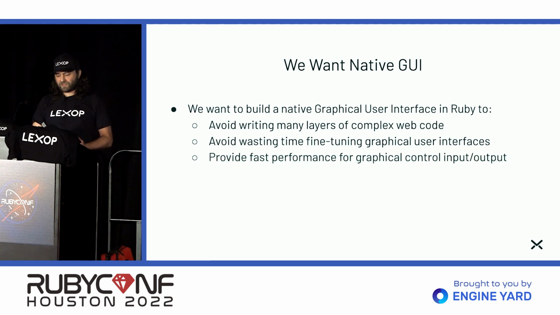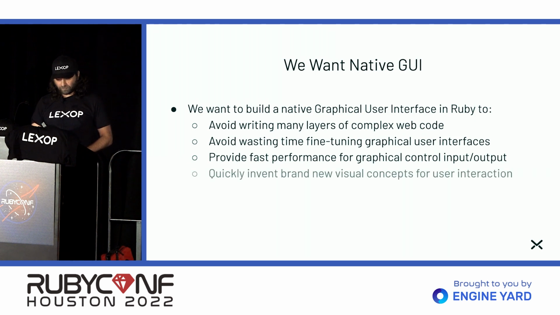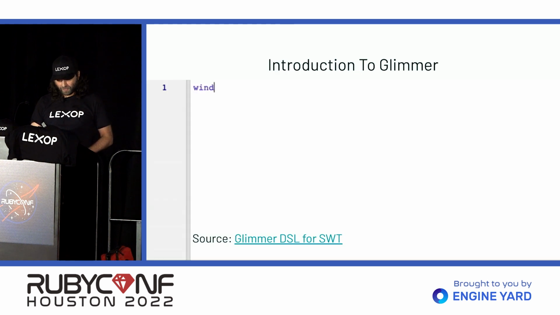Provide fast performance for graphical control, input-output. So if it's a native GUI toolkit as opposed to a non-native one like Java Swing, it'll have faster performance. However, you can still quickly invent brand new visual concepts for user interaction. So a big misconception is that native apps are limited to native widgets. But that's not true. You can also make your own non-native widgets as well. And also build local games.